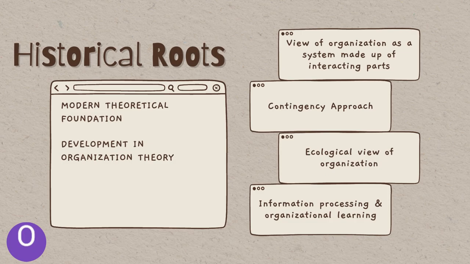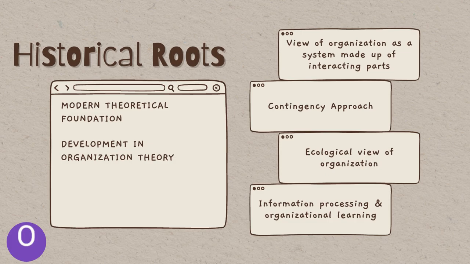Dissatisfied with classical bureaucracy, he held that authority should not be top to bottom. The human being plays the most important role in the creation and perpetuation of formal organization. Modern theoretical foundation, the development in organizational theory. First, a view of organization as a system made up of interacting parts.